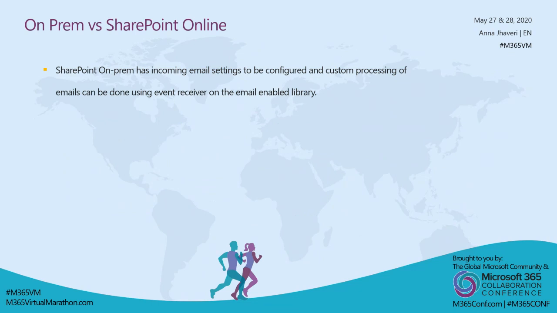All right, so when you're working on SharePoint on-prem and you want to implement incoming emails, as I mentioned, you do some Central Admin settings and then make the SharePoint library email enabled. Once an email arrives in the library, if you want to do further processing on that email, then you need to write event receiver code and attach it to that library to do whatever processing you want as per the code that you have written. But this is for SharePoint on-prem.